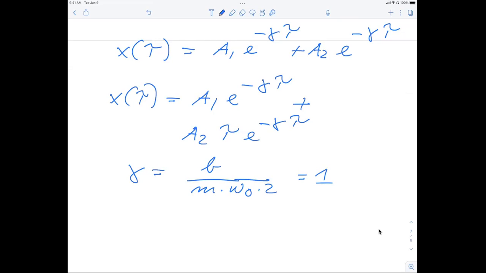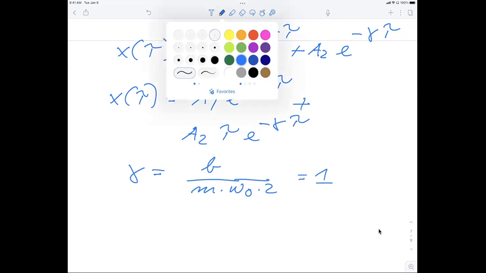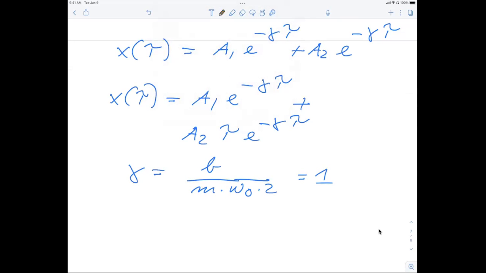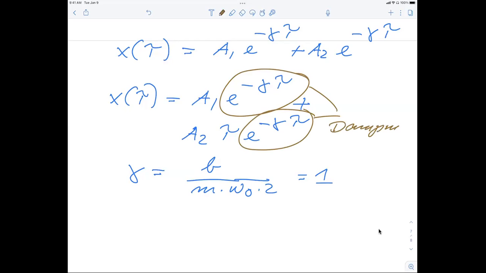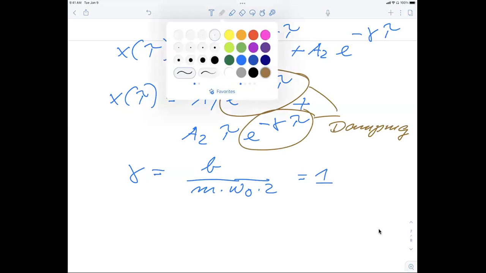But what we have now is clearly an example of a damping term here and here. So that gives us damping. And it's the exponential term which actually kills the motion here. Then it depends obviously on the initial conditions. They will define the parameters A1 and A2.